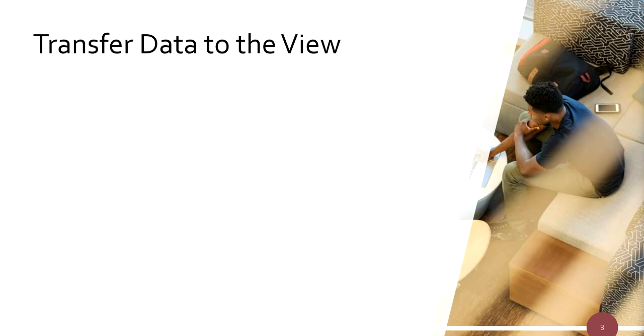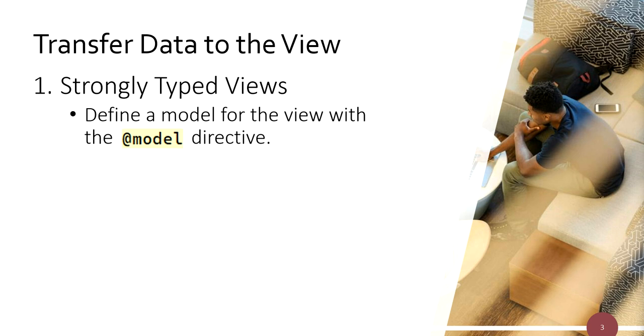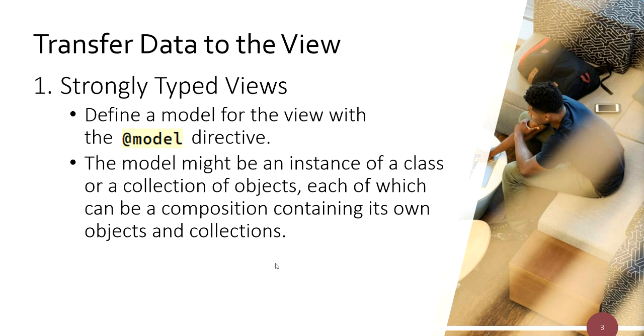So how can we get data into the view? Well, first of all, the obvious thing is that directive that we often see at the very top of the page, the @model directive. Now that model could be one of our classes, one of our model objects, right? Or it might even be a collection of them, okay? So it might just be an instance or an entire collection. And of course, each object could be a composition containing its own objects and collections.